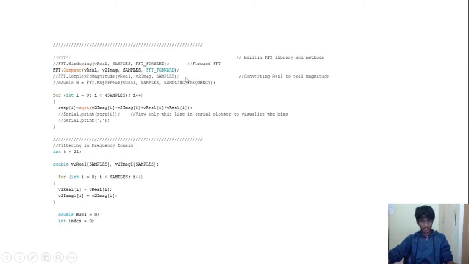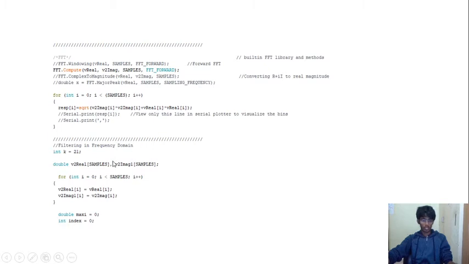Now this here is where the FFT calculation actually works. This function, FFT.compute with the real samples, the imaginary samples and FFT forward, gives us the forward FFT part. Here the sample size is 1024, and here we are calculating the magnitude response of this FFT signal. You can see this is the square root of the square of the imaginary part plus the square of the real part.